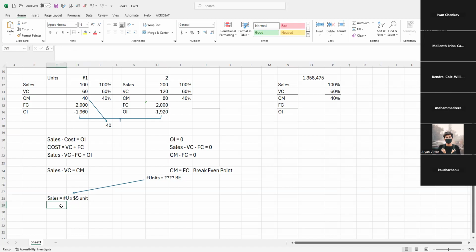Well, the same thing applies to the variable cost. Variable cost will be the number of units that I'm selling times the variable cost per unit. So let's see, my variable cost per 1 unit is $60. If I'm selling 2 units, my variable cost will be the number of units times the variable cost per unit, 120. Yeah, that's the one. Then the contribution margin, what will it be equal to?